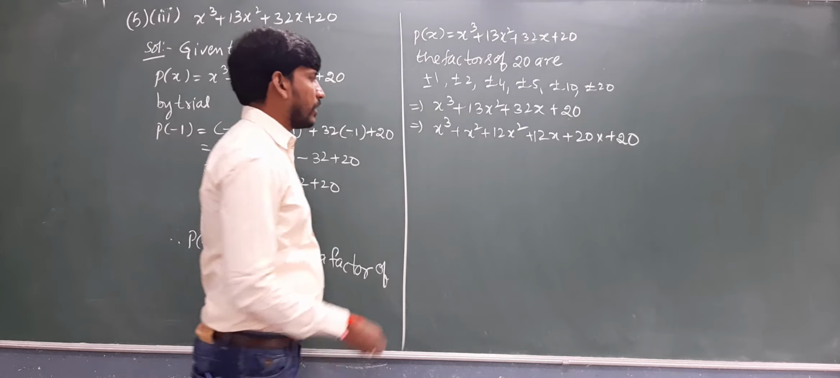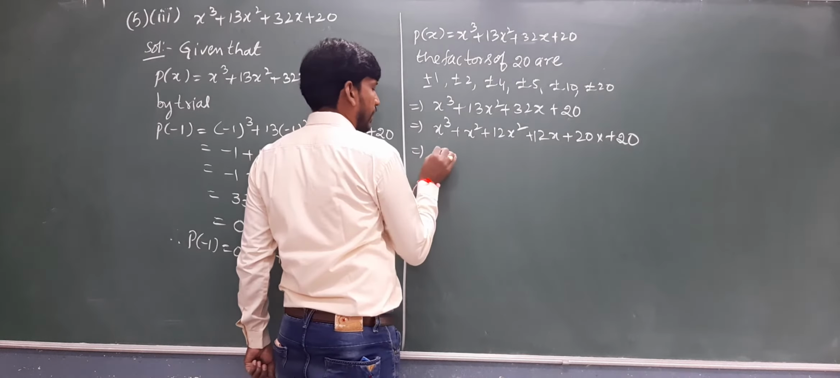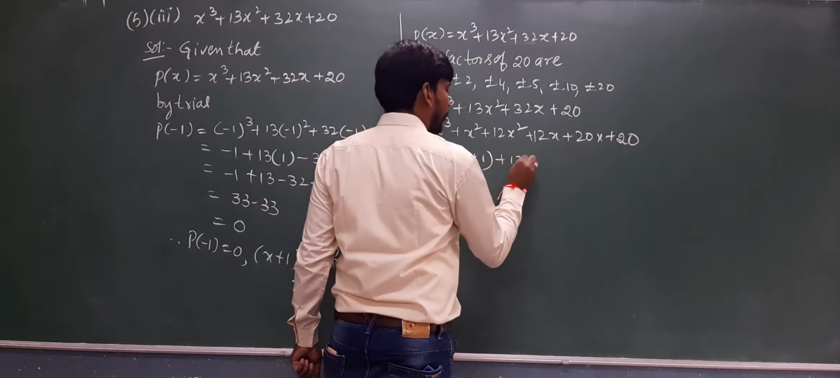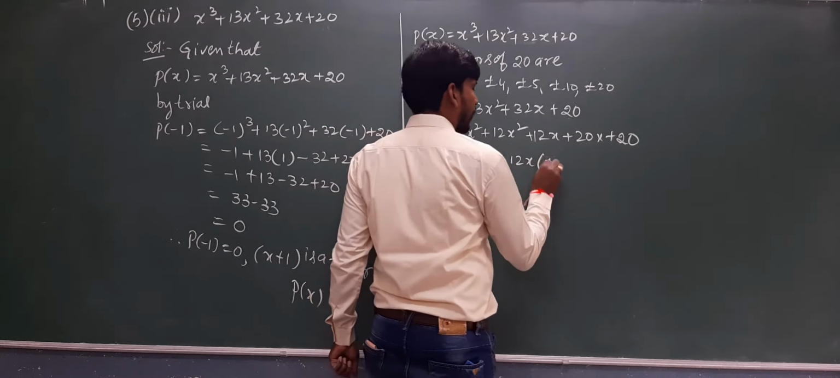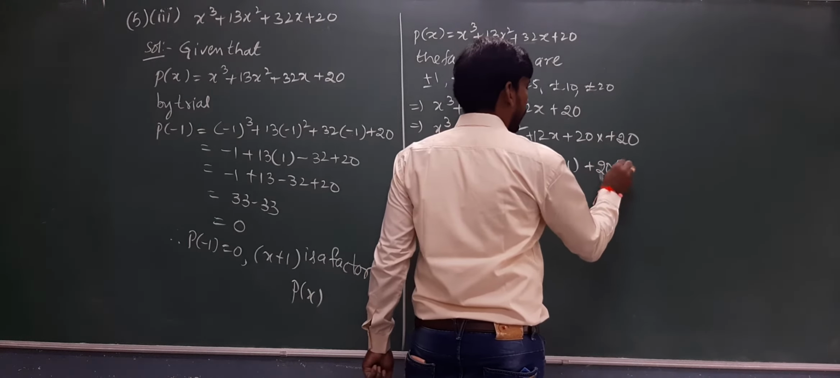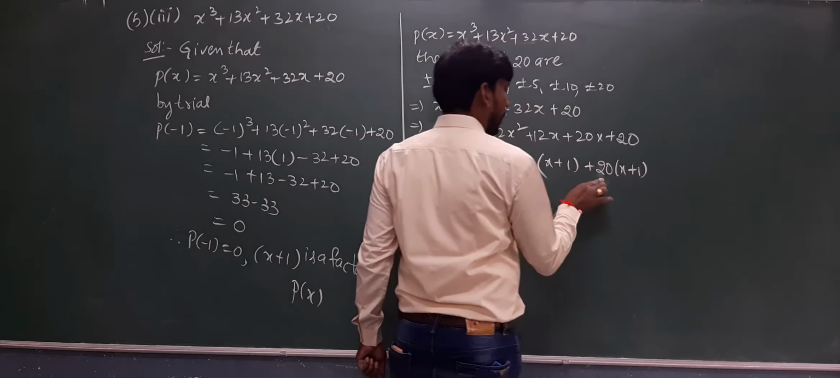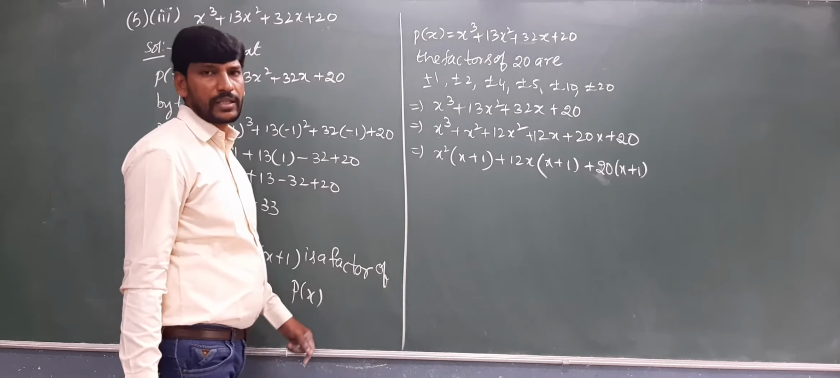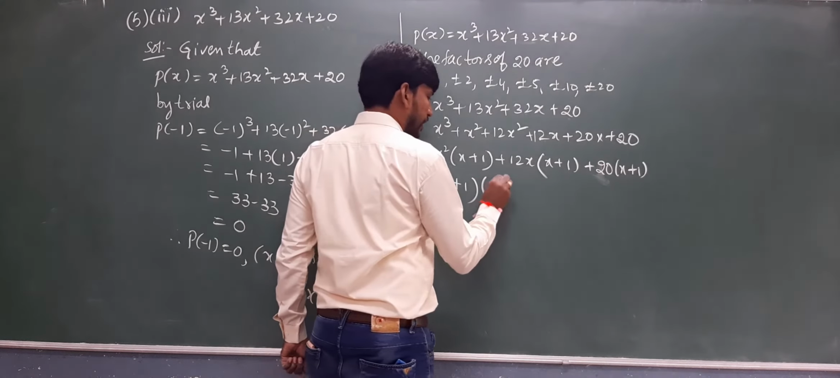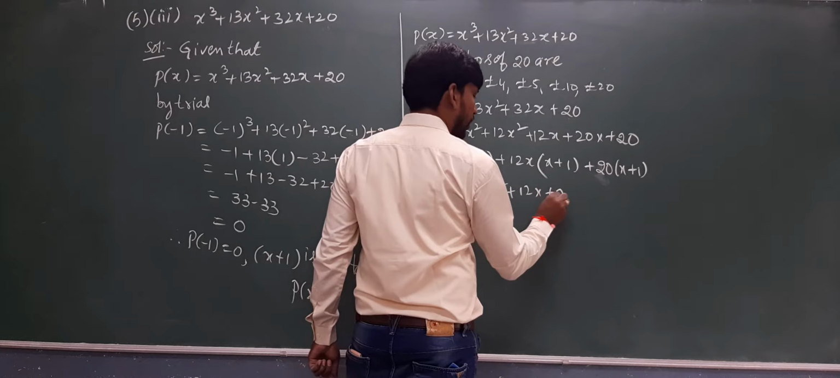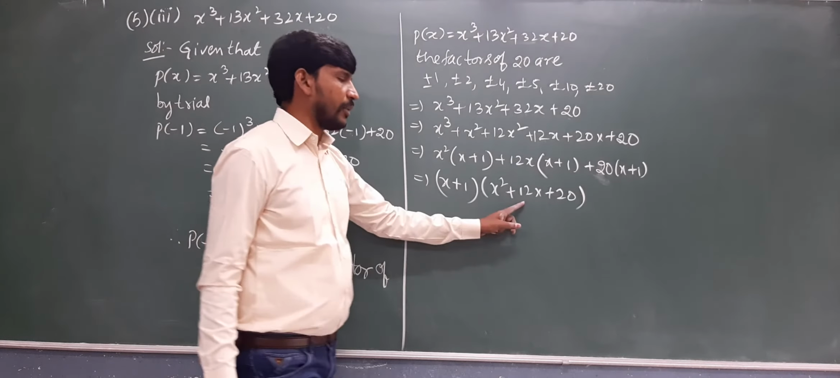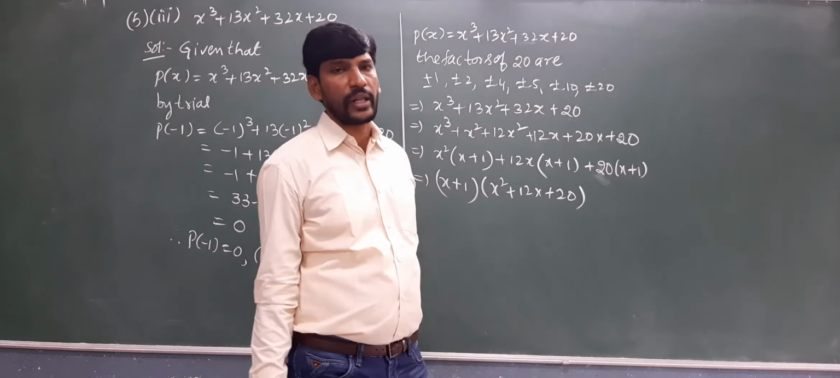Clear? Right. Now we should take in the first two terms x square as common and get x plus 1. In the next two terms I got 12x as common. You get x plus 1. In the last two terms I got 20 as common. If I take 20 outside, you get x plus 1. See this here, observe. In each and every term you have x plus 1 as the common. So by taking x plus 1 as the common, the left out part is x square plus 12x plus 20. Now you have to simplify this one. That is, you have to factorize this quadratic polynomial with the help of the factors of 20.